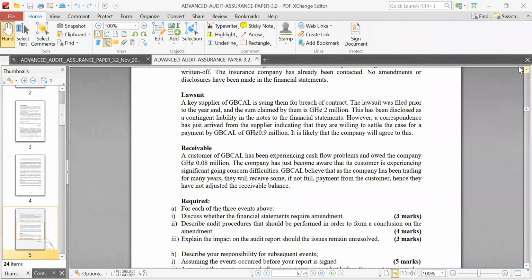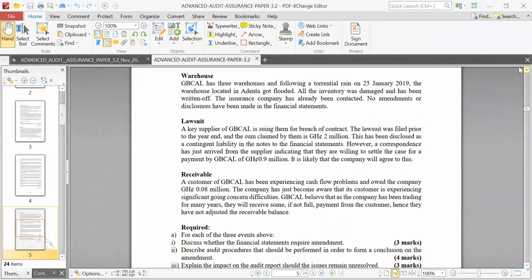So it says for each of the three events, what are the three events? Number one is warehouse. GB Cal had 3 warehouses, and there was a torrential rain on 25th January 2019. The warehouse located in Adenta got flooded. All the inventory was damaged and has been written off. For this one, do you think that the financial statement should be adjusted?